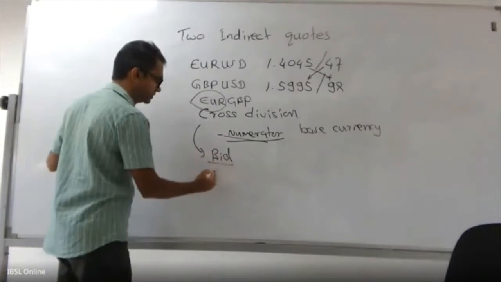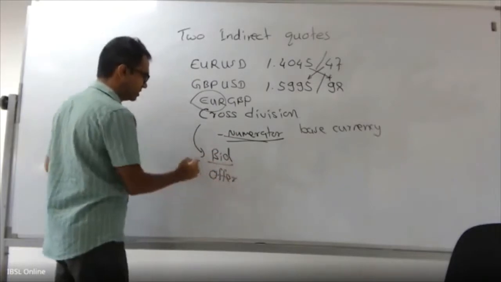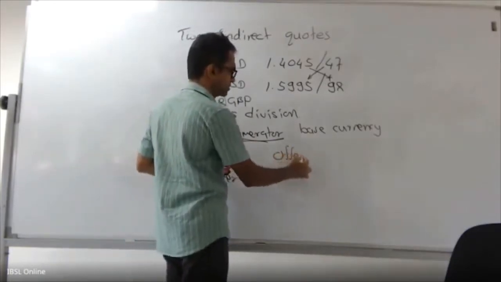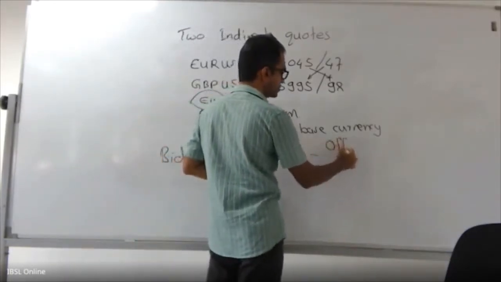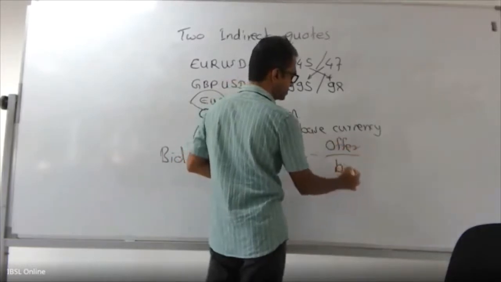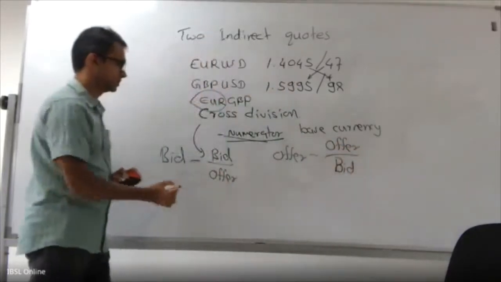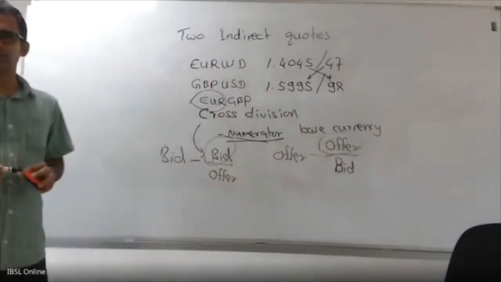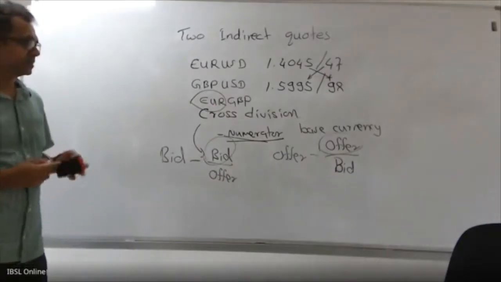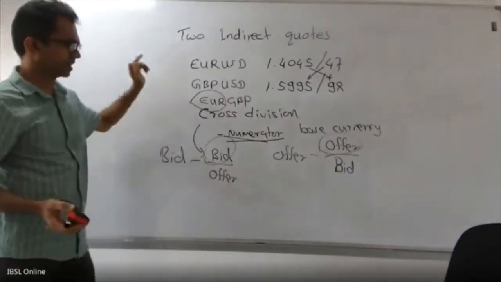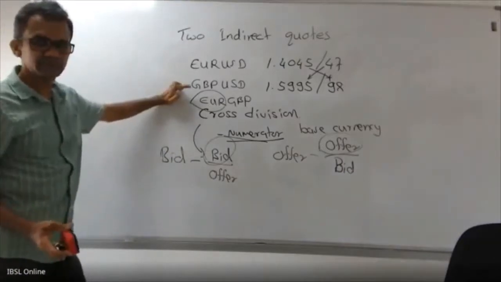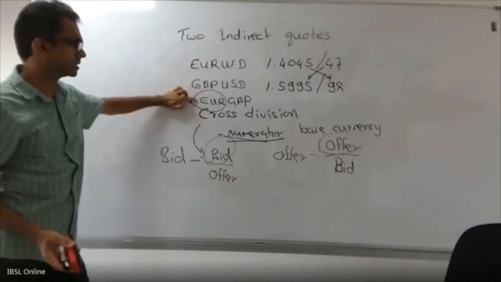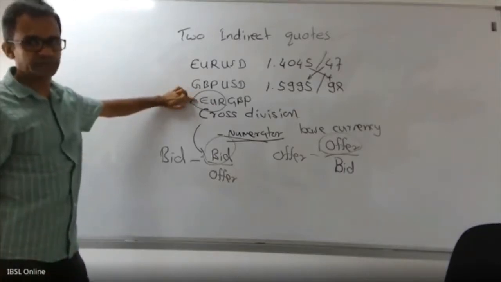What does it mean by cross division? Bid divide by offer to get the bid. To get the offer, what you have to do? Offer divide by the bid. Then in both instances, the exchange rate appears on the numerator is the exchange rate against dollar of the base currency in the new pair.